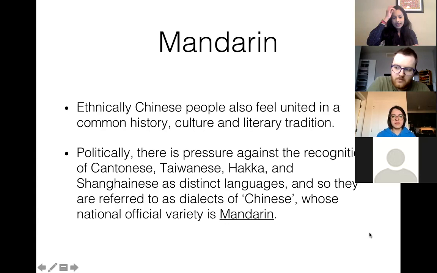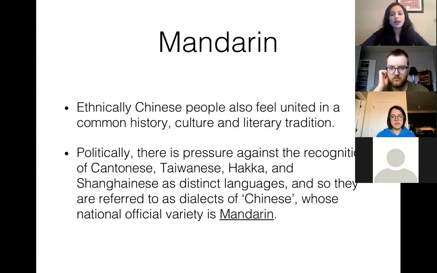So the national official variety of the Chinese people is known as Mandarin, right? Which is why very often in universities, or if you happen to have a Mandarin Chinese class in school, it was called Mandarin or Mandarin Chinese, right? It's very difficult for you to learn the Cantonese dialect or the Hakka dialect because people don't recognize them as different languages. So it's very difficult to see a class in Cantonese or Taiwanese or Hakka at the university level or in a school district. But it actually goes back to the fact that the Chinese government wanted to have a united language to kind of unify the people. So, sociopolitical factors.